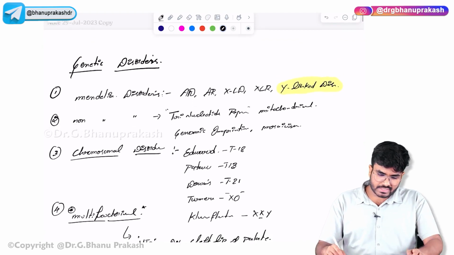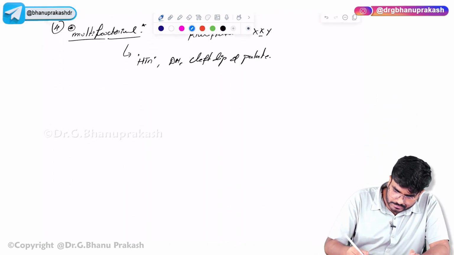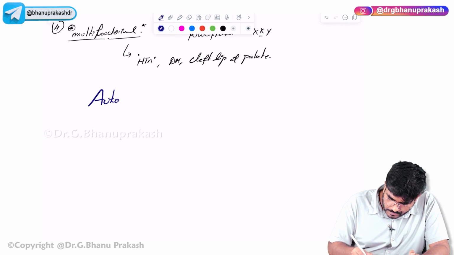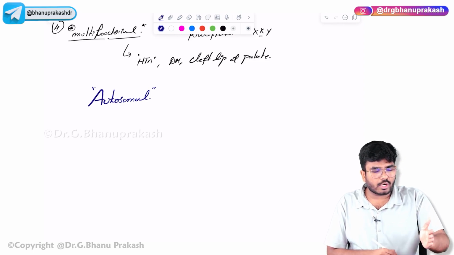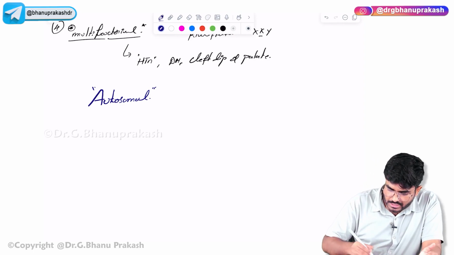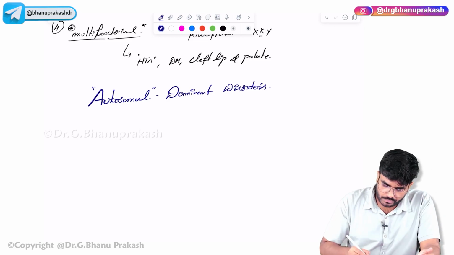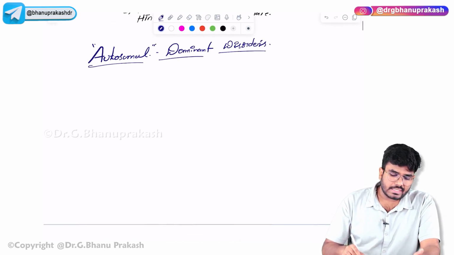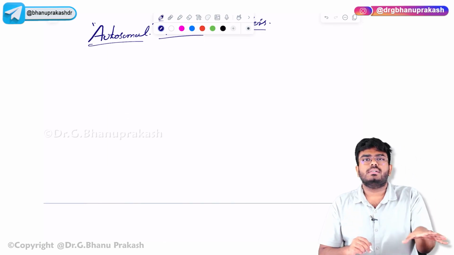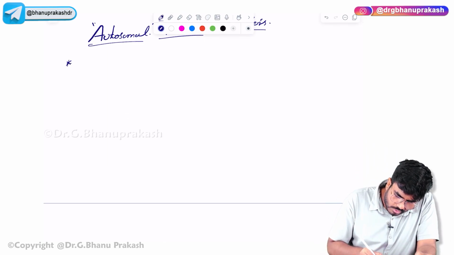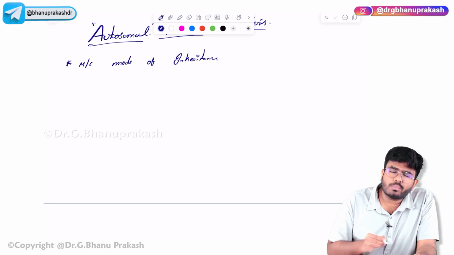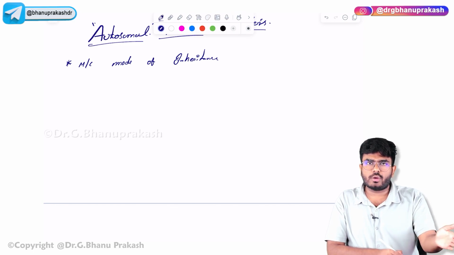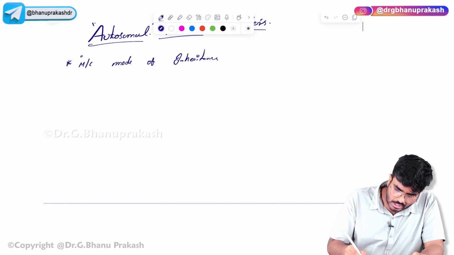Now, having said that, first let's begin with the autosomal dominant disorders. We are starting with the Mendelian disorders, which include autosomal dominant, autosomal recessive, X-linked dominant, and X-linked recessive. In autosomal dominant disorders, out of all the diseases, it is the most common mode of inheritance. Autosomal dominant disorders are most common.